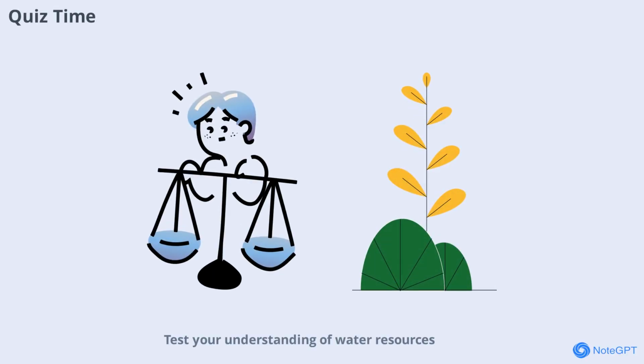Test your understanding of water resources. Think about the different irrigation methods, the benefits of river valley projects, and the importance of water conservation. Reflect on how you can apply these concepts in your daily life and encourage others to do the same.